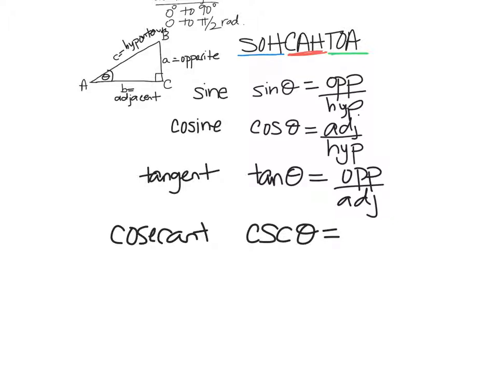And the cosecant of an angle is going to be the reciprocal of sine. So sine and cosecant go together. They're just going to be flipped, the reciprocals. So cosecant of theta is the hypotenuse over the opposite. Okay, and you don't have to memorize that. Just know that cosecant and sine are reciprocals of each other, and then all you have to do is find out what sine is and just flip it.